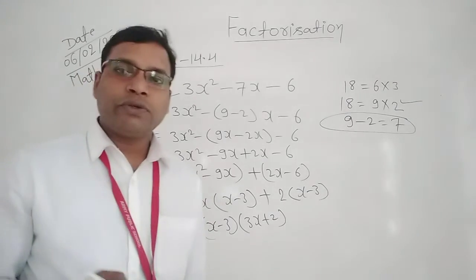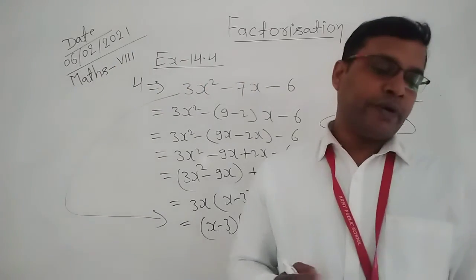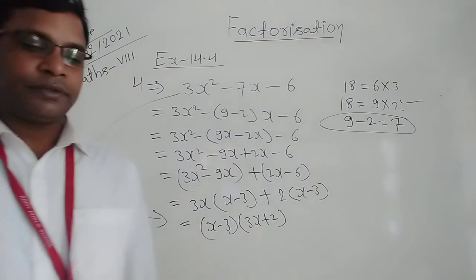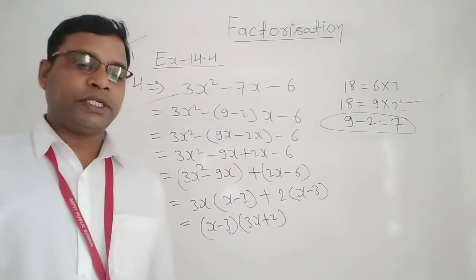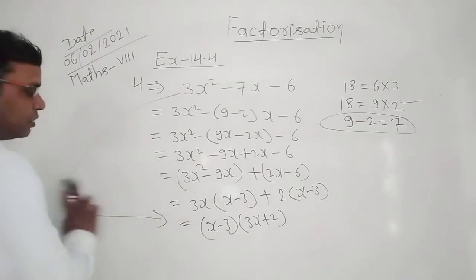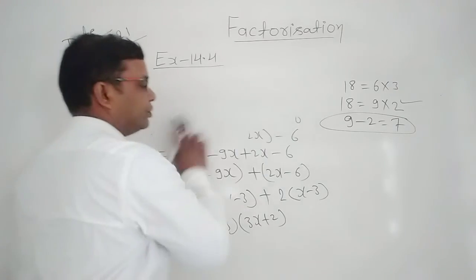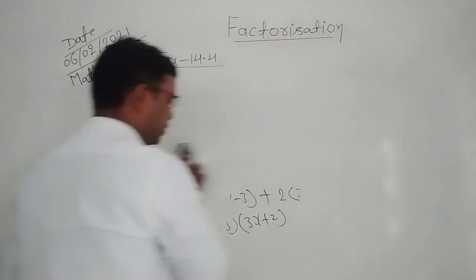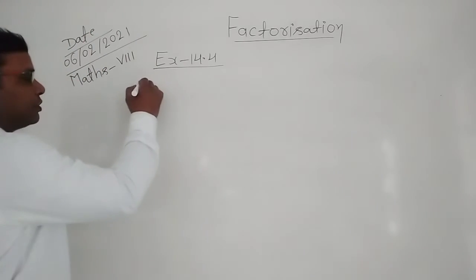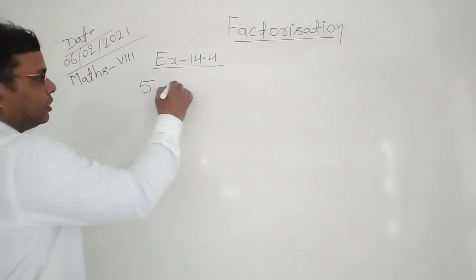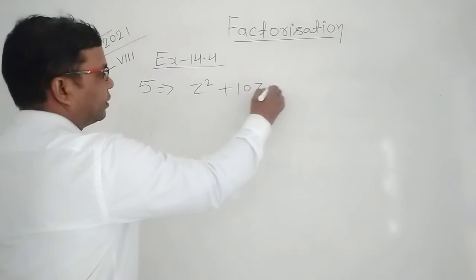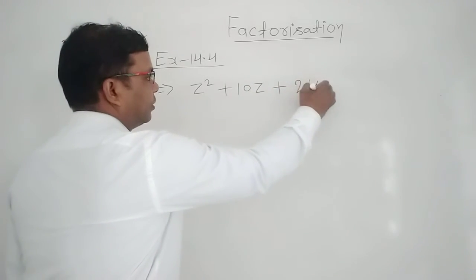Now we are going to discuss the next question. What is the next question? Let's see. The next question is z square plus 10z plus 24. Let's see how we solve this question. This is question number 5: z square plus 10z plus 24.